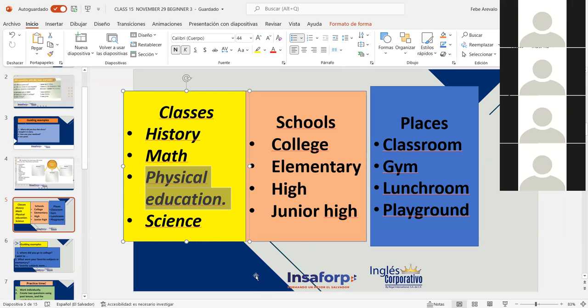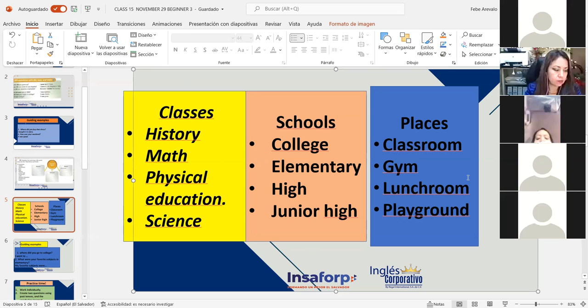Classes, history, math, physical education, science, schools, college, elementary, high, junior high, places, classroom, gym, lunchroom, playground. Excellent. There you go. Thank you. And now let's go with Anita, please. Anita Reyes. Rivas. Classes, history, math, physical education, science, school, college, elementary, high, junior high, place, classroom, gym, lunchroom, playground. Excellent. There you go.